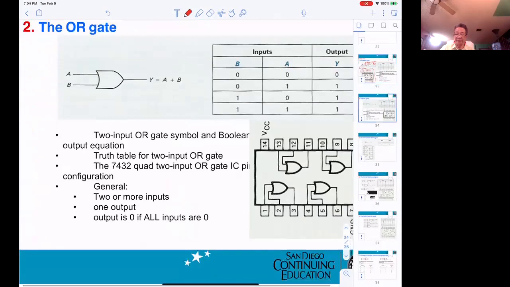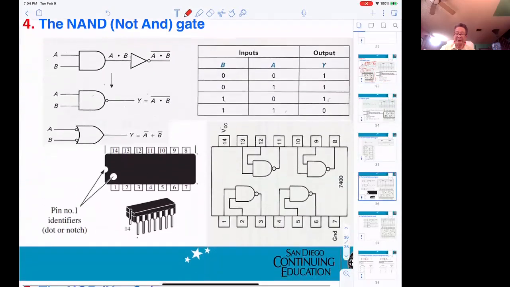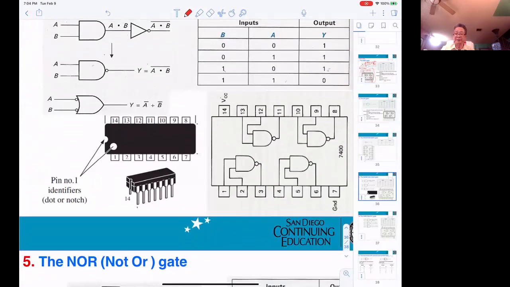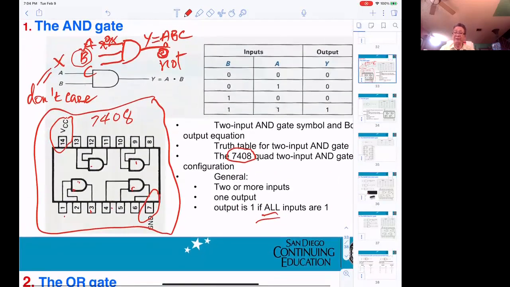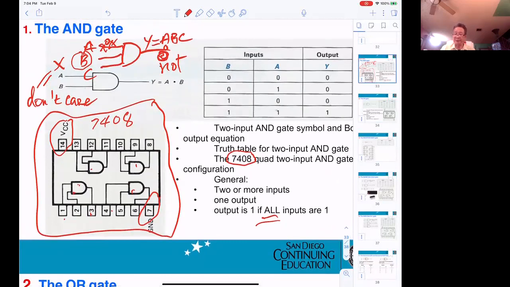I gave you this thing here, you can see that IC right here. The dot right here means pin number 1. Then 1, 2, 3, 4, up to 7, going clockwise. Pin 14 will be power. This is the same for every IC, only the part number differs. If you understand the first one, the rest will be easier.